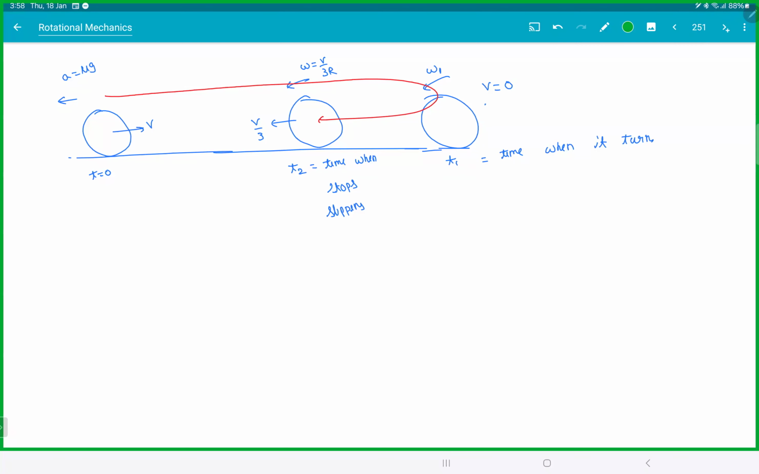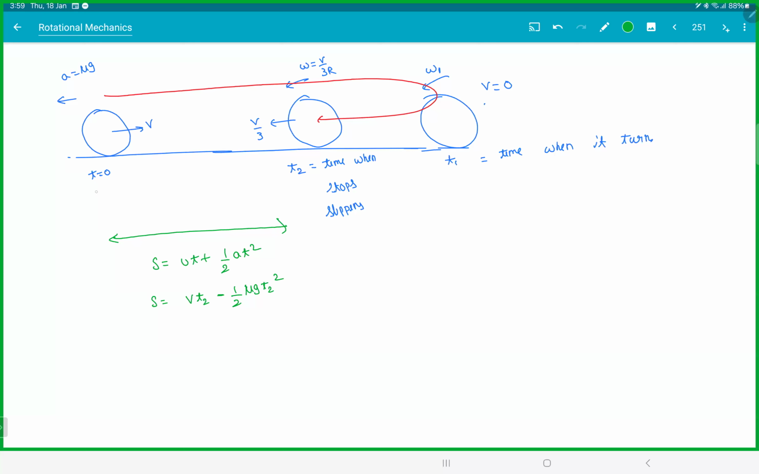I don't need it, I guess, actually. This is the displacement S, which is, I'll use ut plus half at square. I don't need it. Luckily, it works out because there's a constant acceleration, which is vt2 minus half mu g t2 square. Okay, that is the time taken to was not slipping. So that will give you the displacement directly.